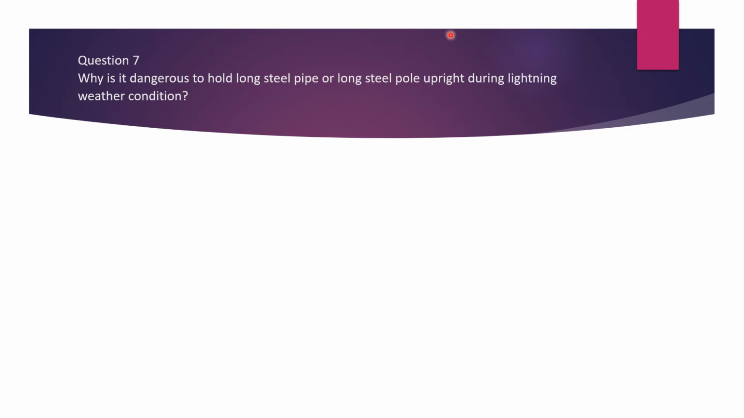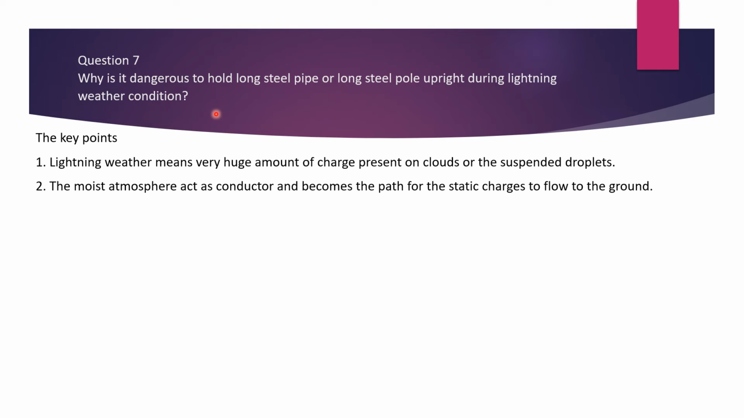Why is it dangerous to hold a long steel pipe or long steel pole upright during lightning weather conditions? The key points. Lightning weather means a very huge amount of charge present on clouds or the suspended droplets. And number two, the moist atmosphere acts as a conductor and becomes the path for the static charges to flow to the ground.